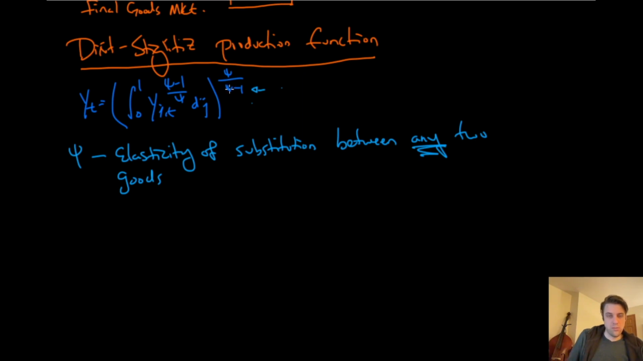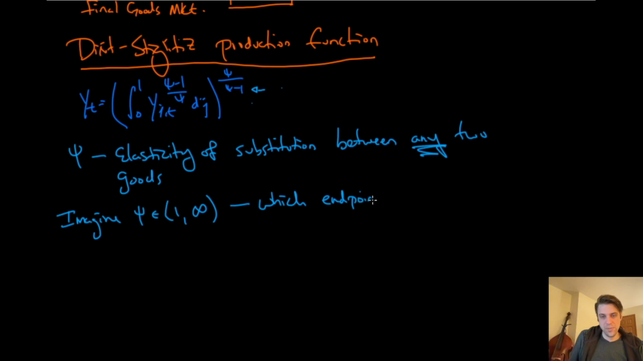Why 1? Because when it's 1, we have a hole. We have a discontinuity. So maybe 1's a nice point to think about, and infinity is a nice point to think about because why not? So let's imagine we know that psi is going to be inside of 1 and infinity. So the question is, which endpoint represents perfect substitution, perfect substitutability?